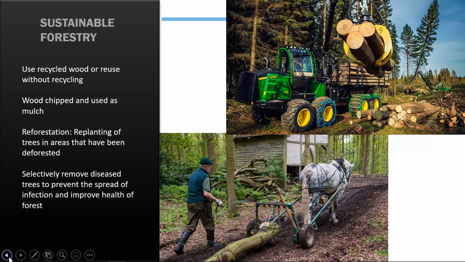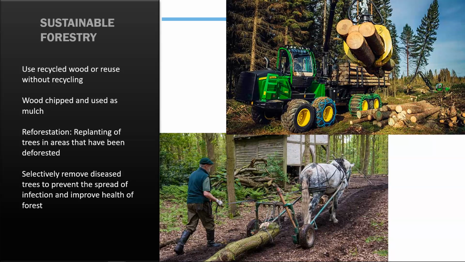So we go back here. We could use recycled wood or reuse the wood without recycling it. So this would be taking down a wooden fence and reusing that wood for something else. We can chip wood and use that as mulch around our flowers and plants and trees. The process of reforestation is replanting trees in an area that has previously been deforested.